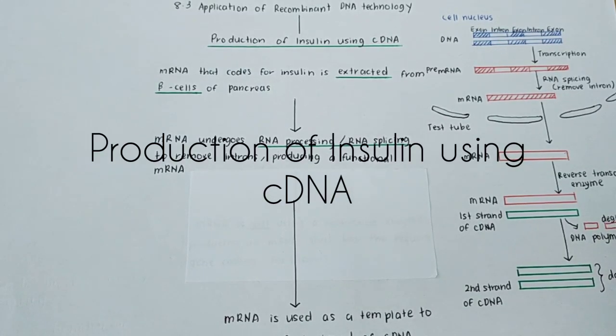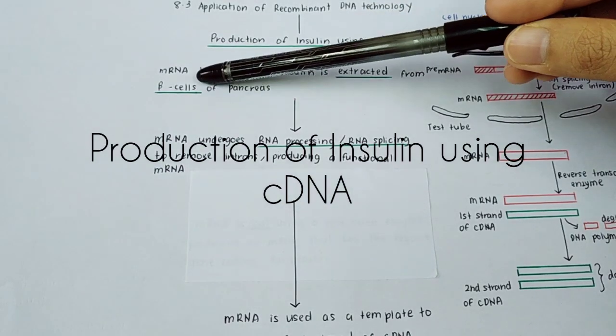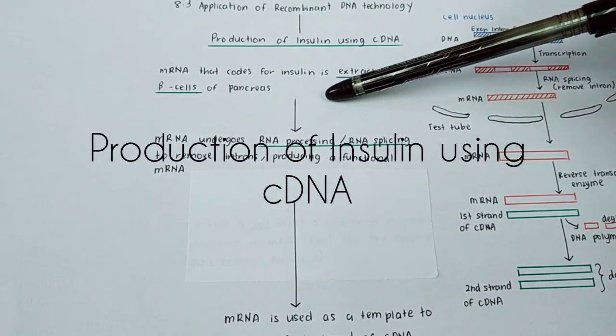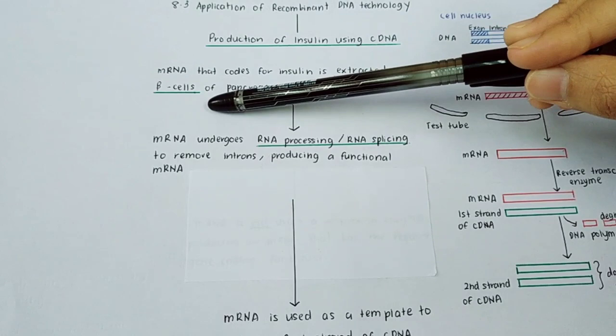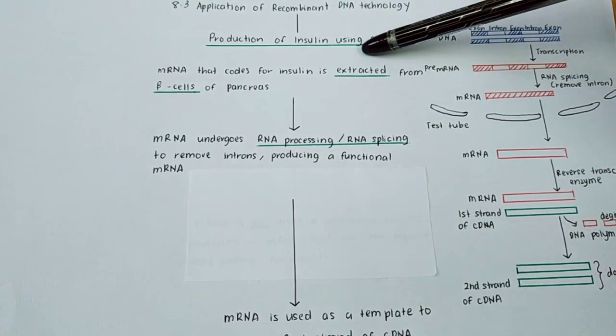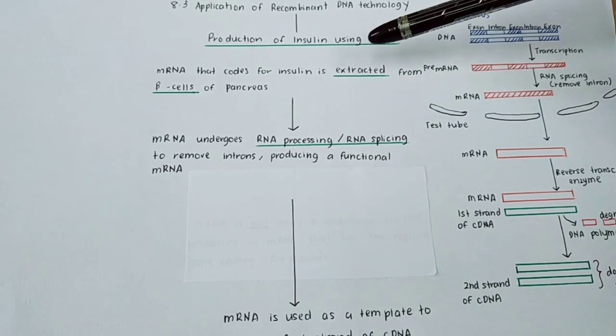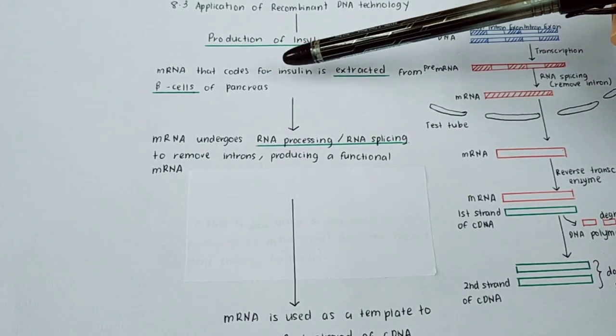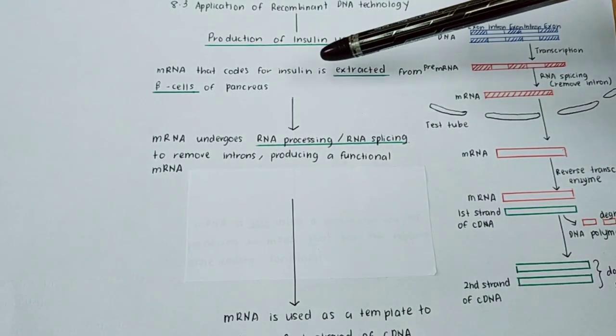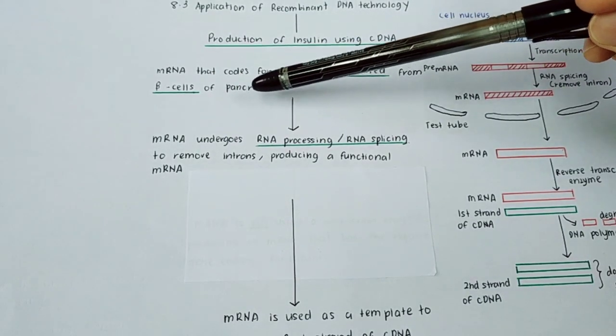Okay, so now we proceed to production of insulin using cDNA. Firstly, mRNA that codes for insulin is extracted from beta cell of pancreas. Extracted here, dia membawa maksud yang sama dengan isolated. So, mana kita nak ambil mRNA that codes for insulin? Actually, it is extract or isolate from the beta cell of pancreas.